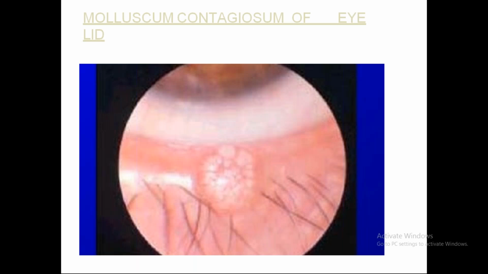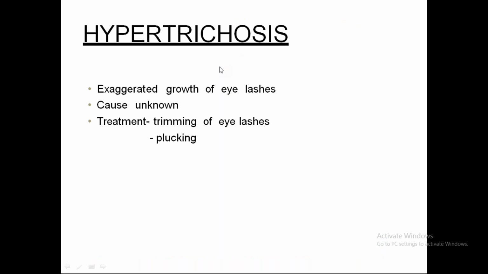You can see the picture is not that clear. You can see here a lesion is there. This is the molluscum contagiosum. You can see multiple umbilicated lesions here. These are all the umbilicated lesions. Okay, so molluscum contagiosum of the lid. Next, other lesions are hypertrichosis, exaggerated growth of the eyelashes.